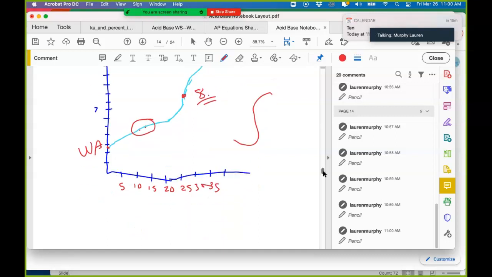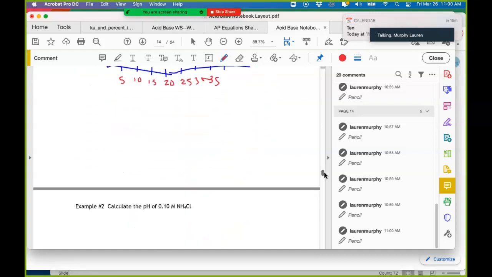Now, I could have just as easily started with the strong base and ended with the weak acid. All that would have done is I would have started off really basic, and then it would have done this, and then it would have leveled out not at that low of a pH because it was a weak acid. However, still a basic equivalence point, okay?